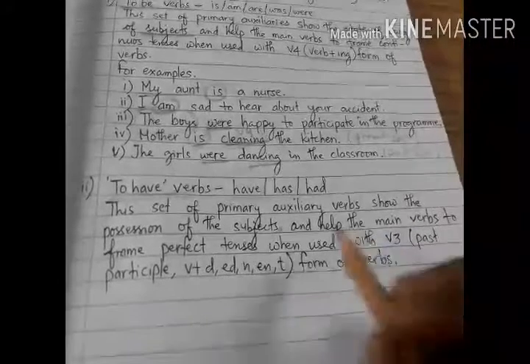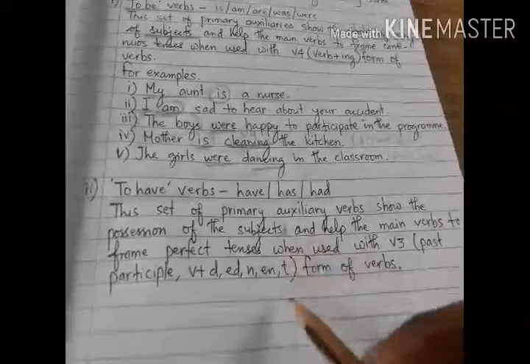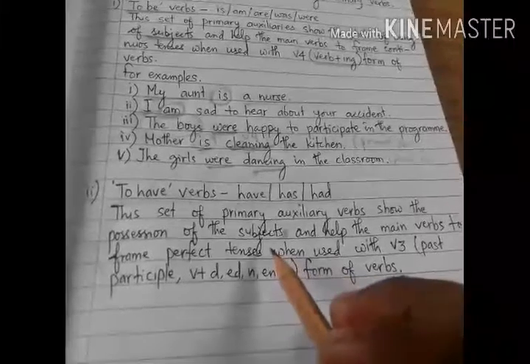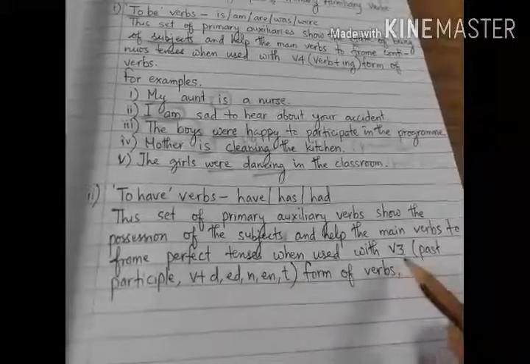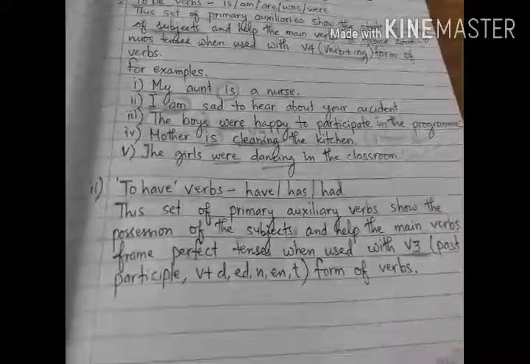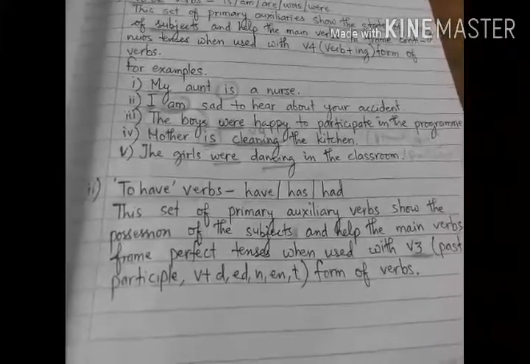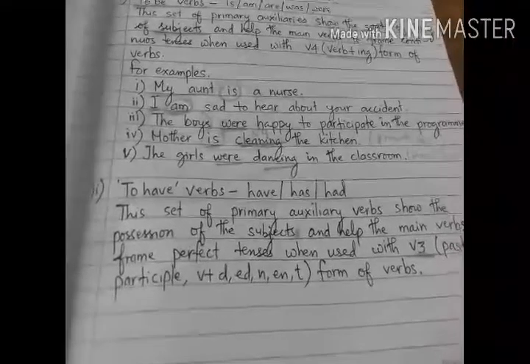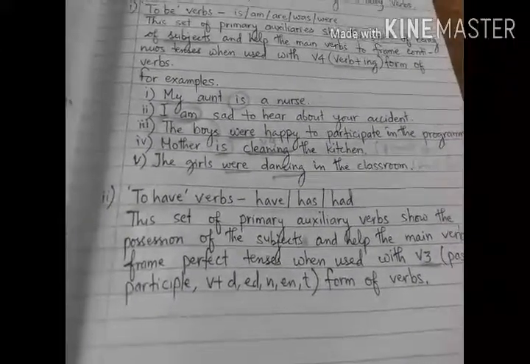So after that, another function of to have verbs is to frame perfect tenses. When these to have verbs are used with V3 form of the verbs, past participle form of the verbs, then we frame sentences in perfect tenses. So now we will see some examples of how we show the possession of the subject and how we frame perfect tenses by using to have verbs.